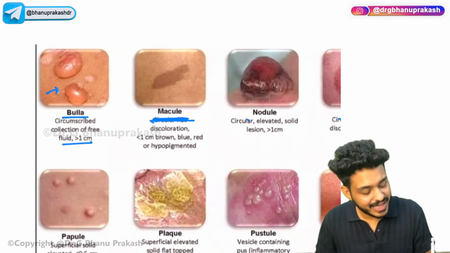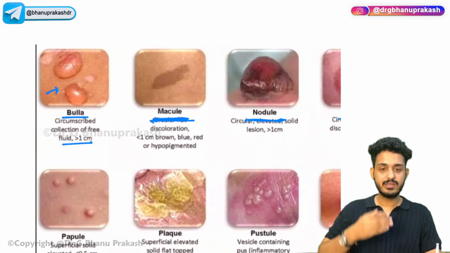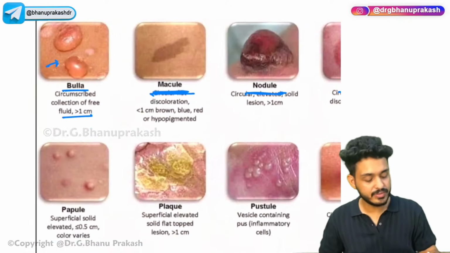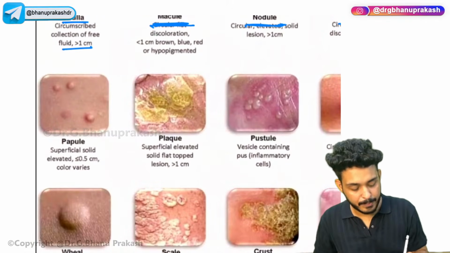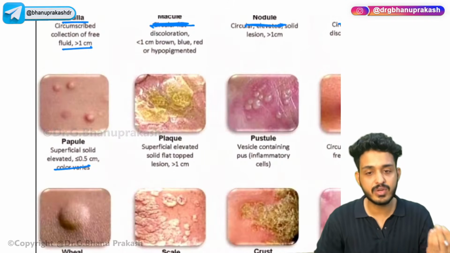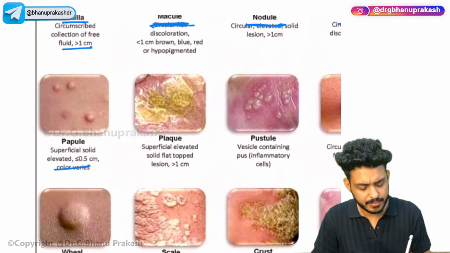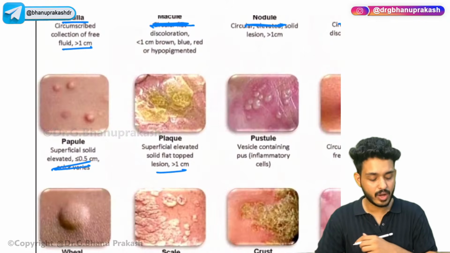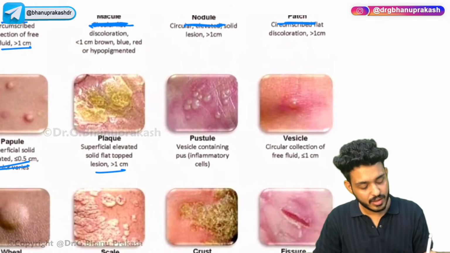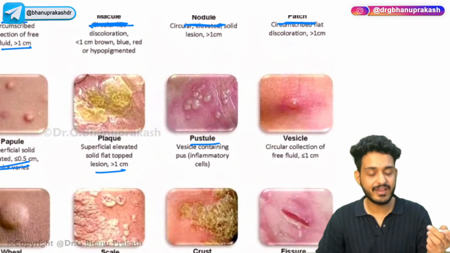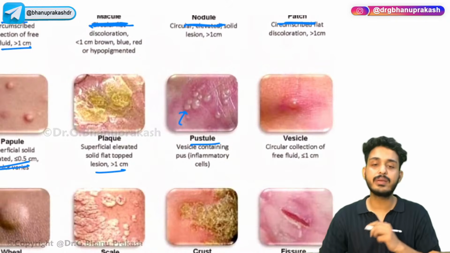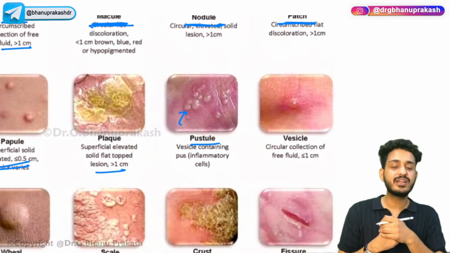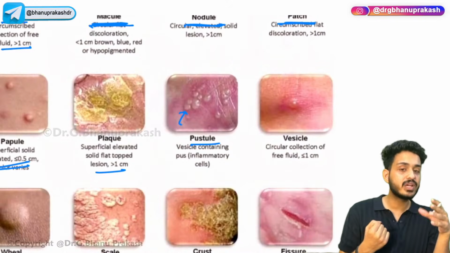Okay, then we are having nodule. Nodule is a solid lesion which is going inside the depth. This is your papule, less than 0.5 centimeter. That would be a superficial solid lesion, papule solid lesion. If it is more than 1 centimeter, we call it plaque. Okay, these are your pustules. They are having pus. If any lesion which is having pus less than 1 centimeter, that is your pustule. If it is big, we call it abscess.